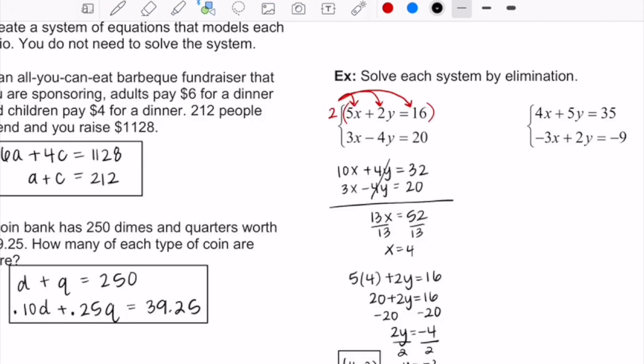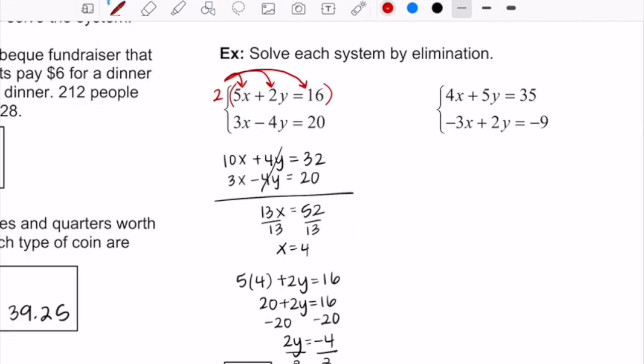So the solution for this one, or the point where the two lines would cross if graphed, would be the point 4, -2. On the next example, none of them are opposites, and in order to make them be opposites, I'm going to have to multiply both equations through. Since the signs on the x's are already opposites, I'm going to choose to multiply through by +3 and +4. Notice that once I do the distributive property, the coefficients on the x's will be opposites, so they'll cancel.